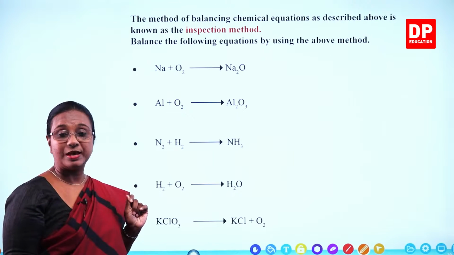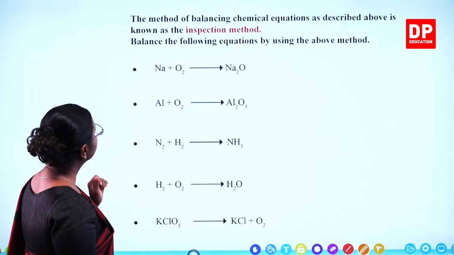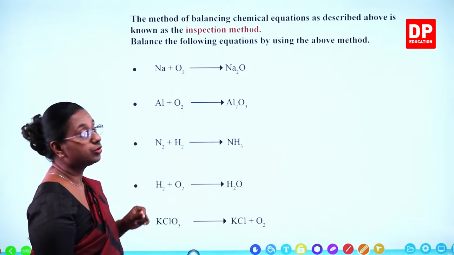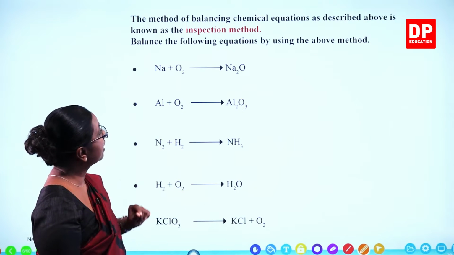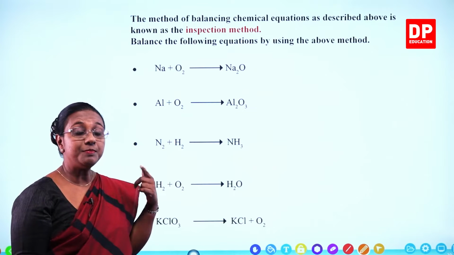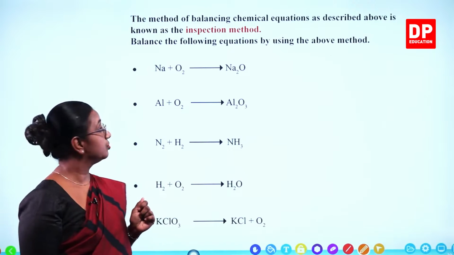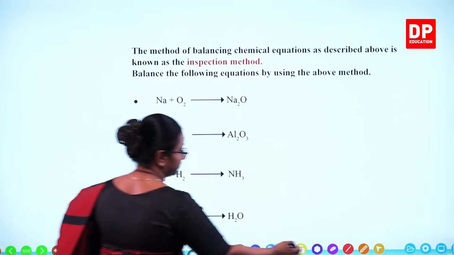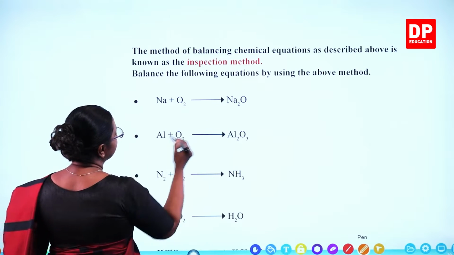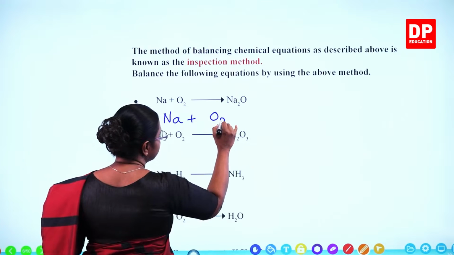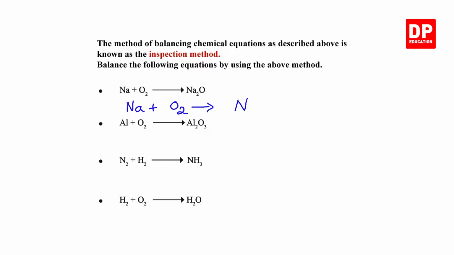That is the inspection method. So if you look at the first reaction, Na, that is sodium, plus O2, oxygen, giving rise to Na2O, sodium oxide. So sodium plus oxygen giving rise to sodium oxide. If you balance that equation, I will write it again here. You have sodium plus oxygen giving rise to Na2O.